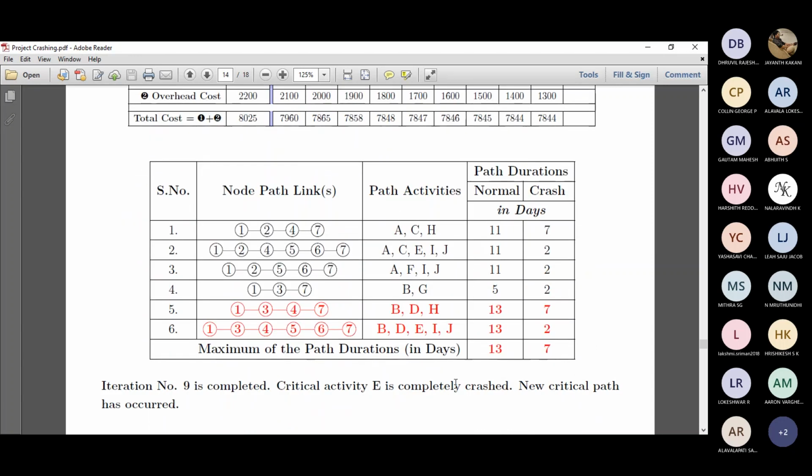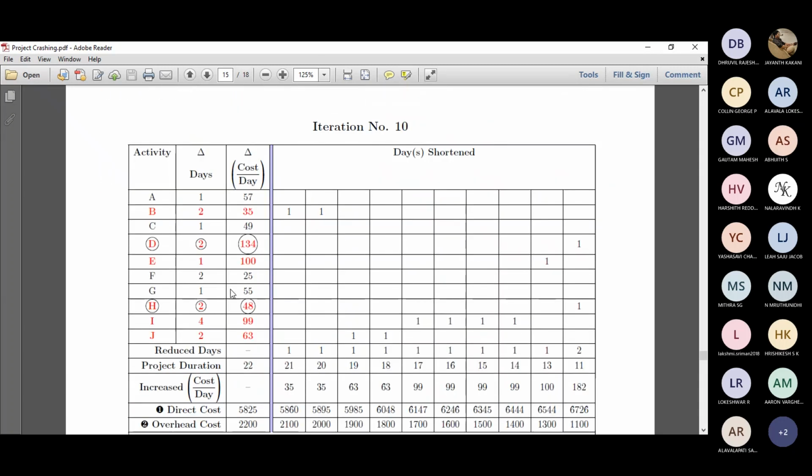But if you look at this, it is very interesting. We have this path as critical, but we have also got a new critical path here, B, D, and H. Since B and D are already here, H is a new critical activity. So the next iteration will be looking into the new critical activities also. That's why H is highlighted here.